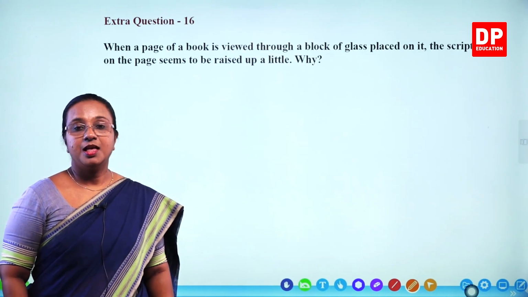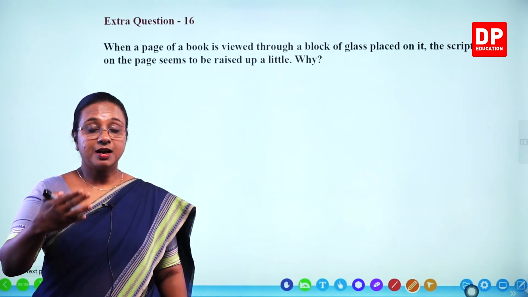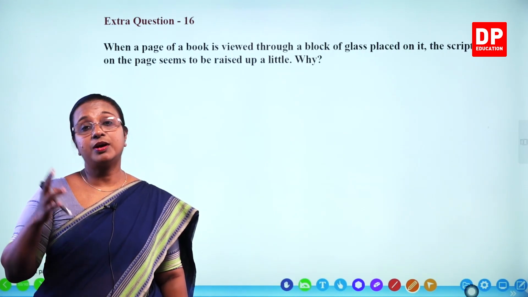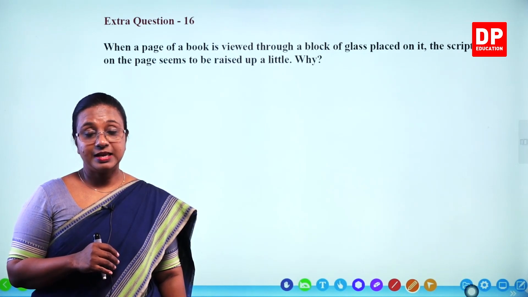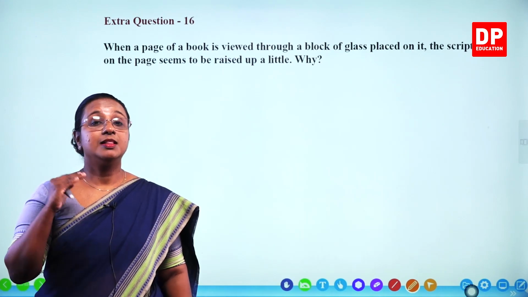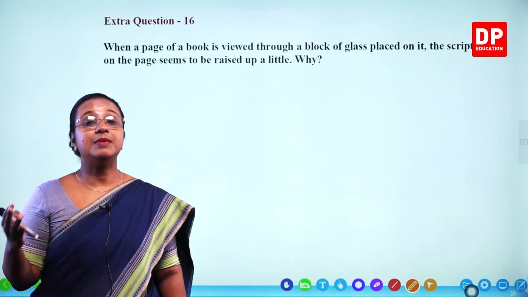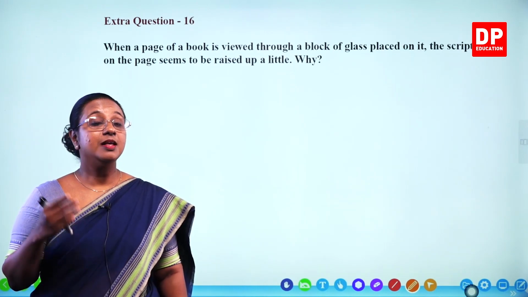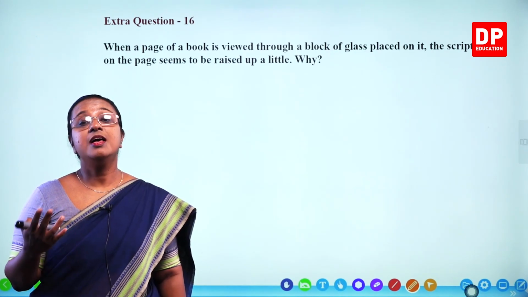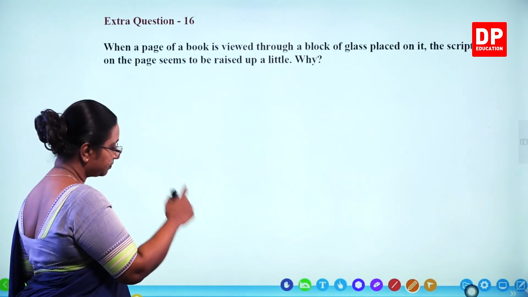Why? The light rays that travel from the script of the book, they come through the block of glass and then they have to exit from the block and come through the air medium. So there are two media involved, the glass and air. So glass is a denser medium and air is the rarer medium. Therefore, the speed of light changes and light undergoes refraction. So that is what we have to write here.